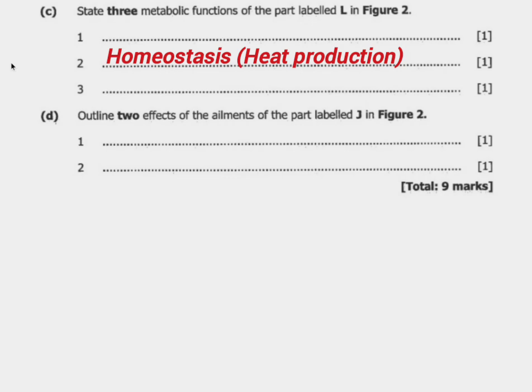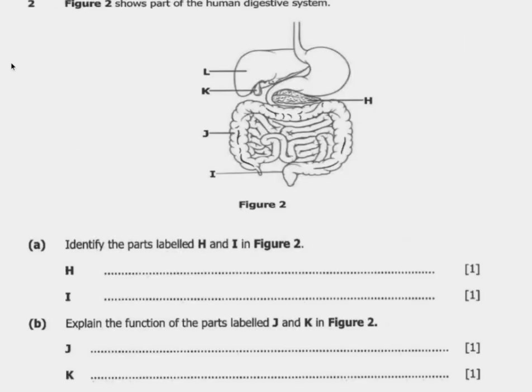So in this case, we can say production of heat. Then for question D, outline 2 effects of the ailments of the part labeled J in figure 2. So let's see part J. Part J is the large intestine.